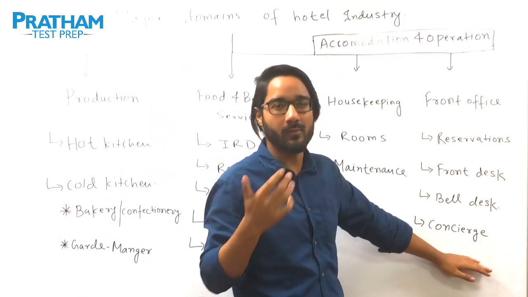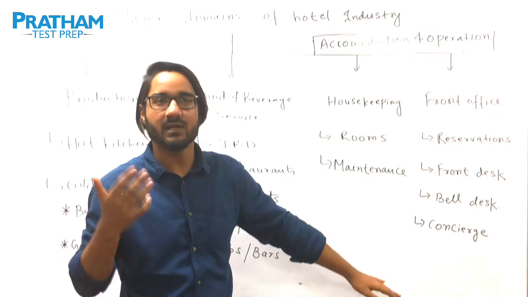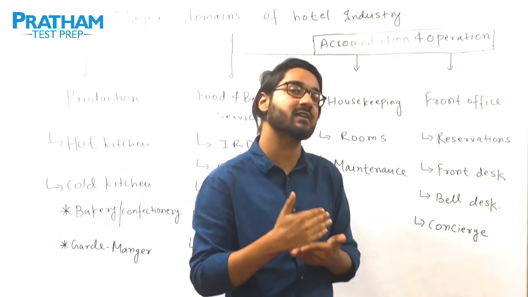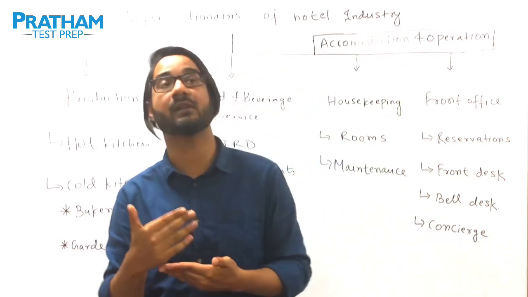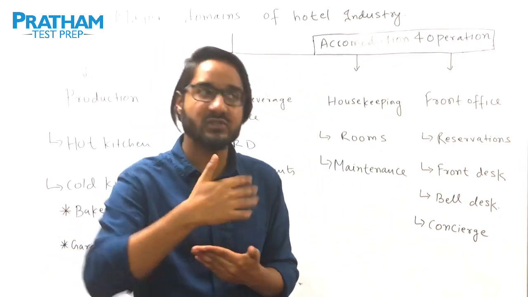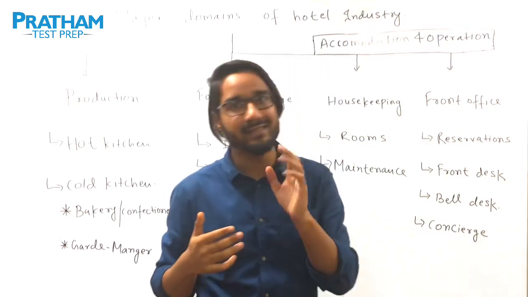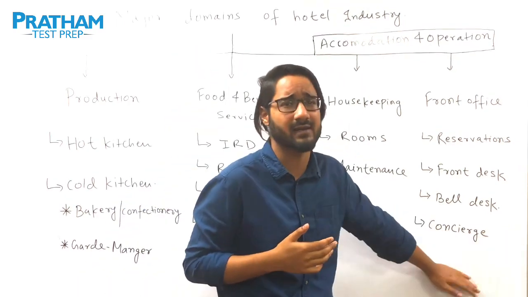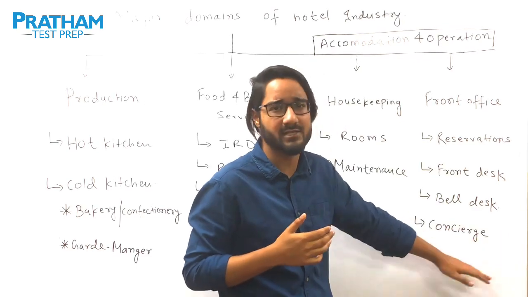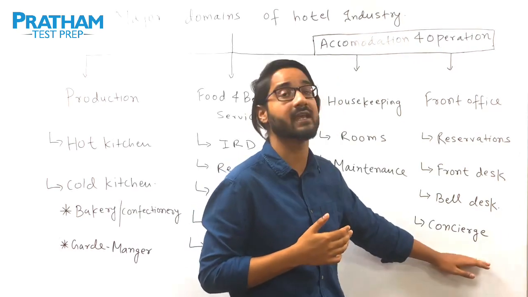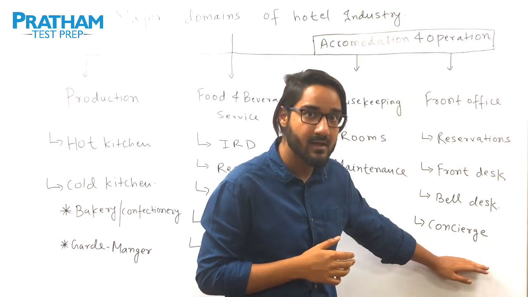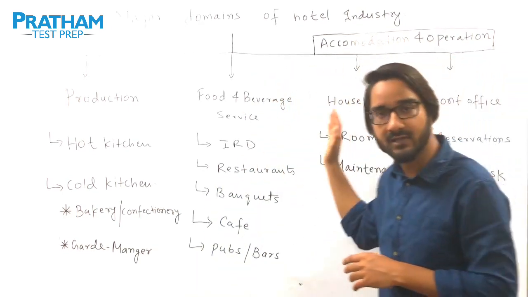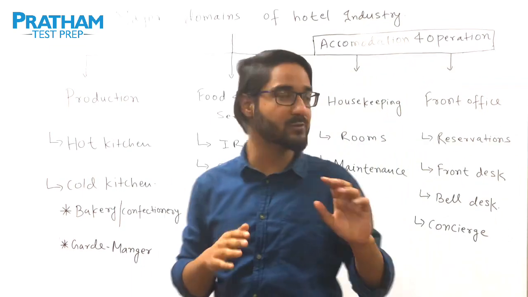A lot of people don't know about this. Concierge is basically a department that takes care of your travel and tourism. For example, if you have to take a city tour, go for musical festivals or any cultural fest, or any sort of travel requirements, maybe your flight bookings, or if you're a corporate client, your business bookings from one place to another, everything is taken care of by the concierge department. Now, we have covered all the 4 major domains of the hotel industry.